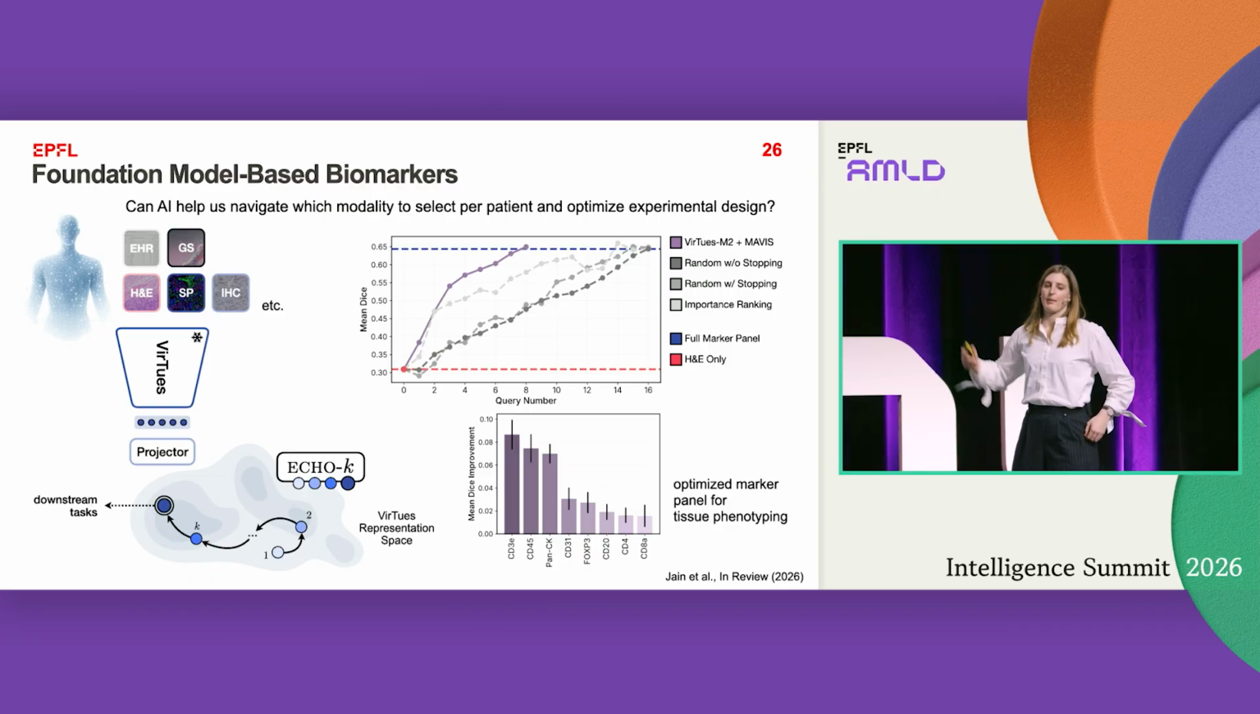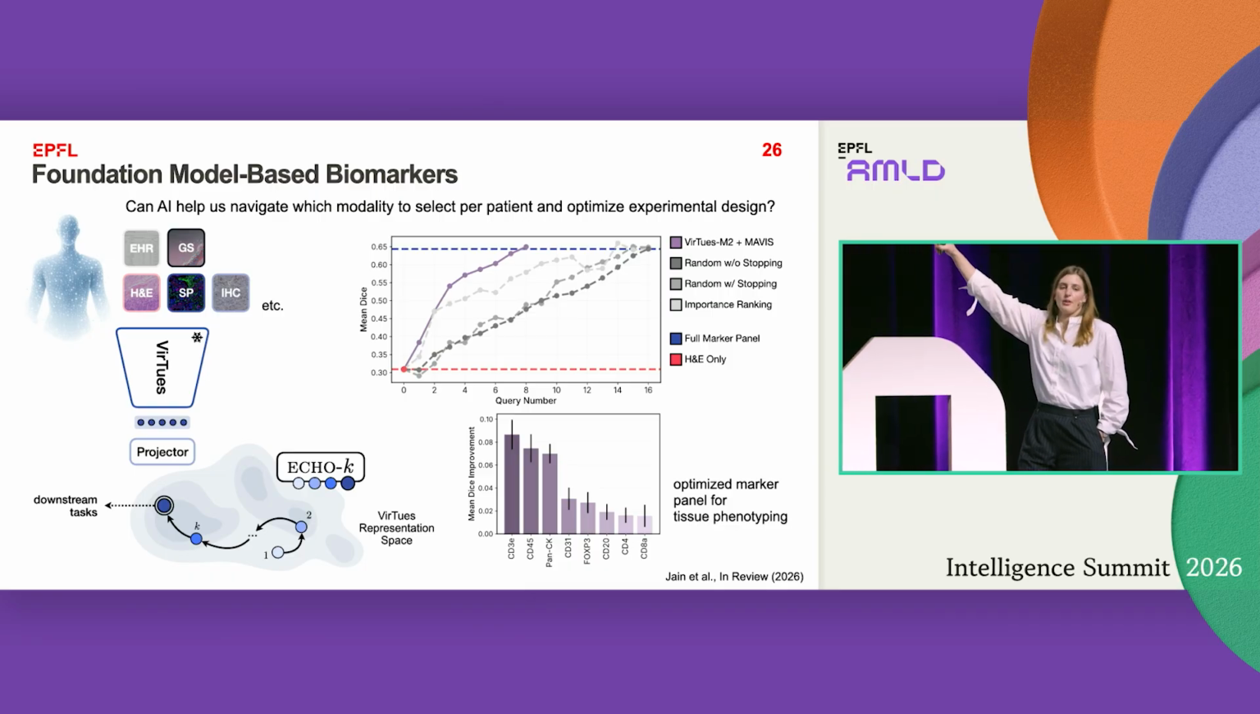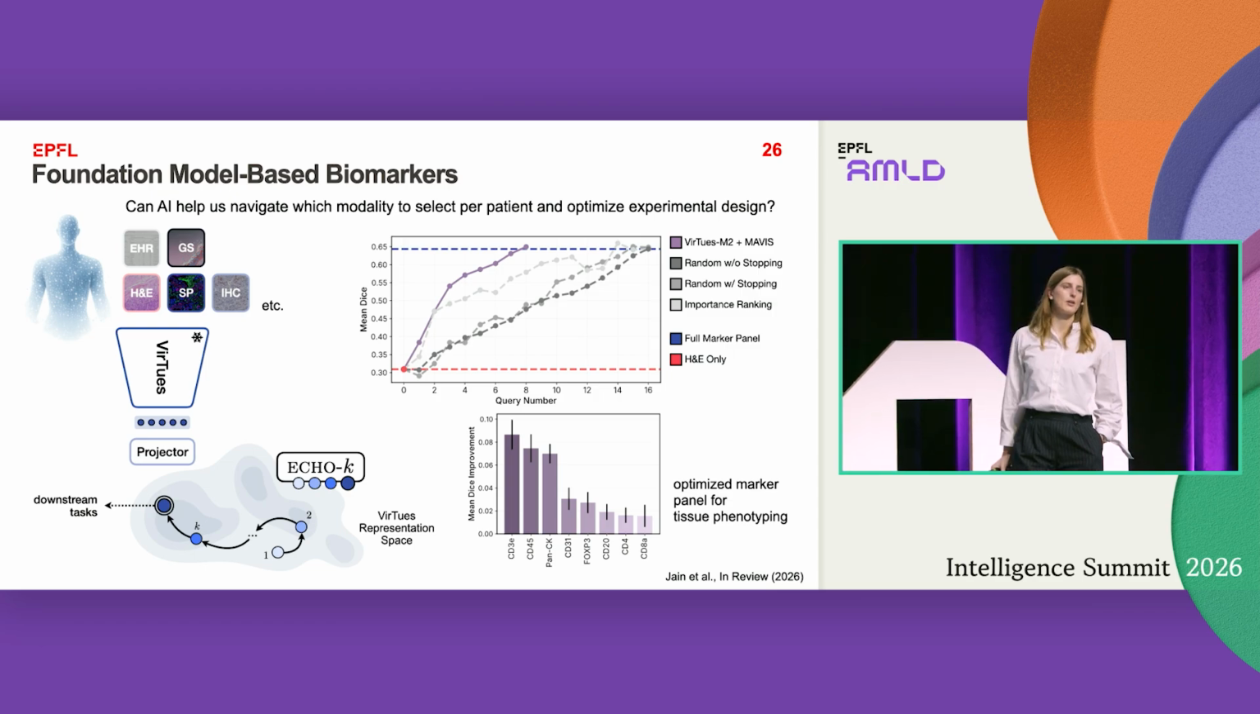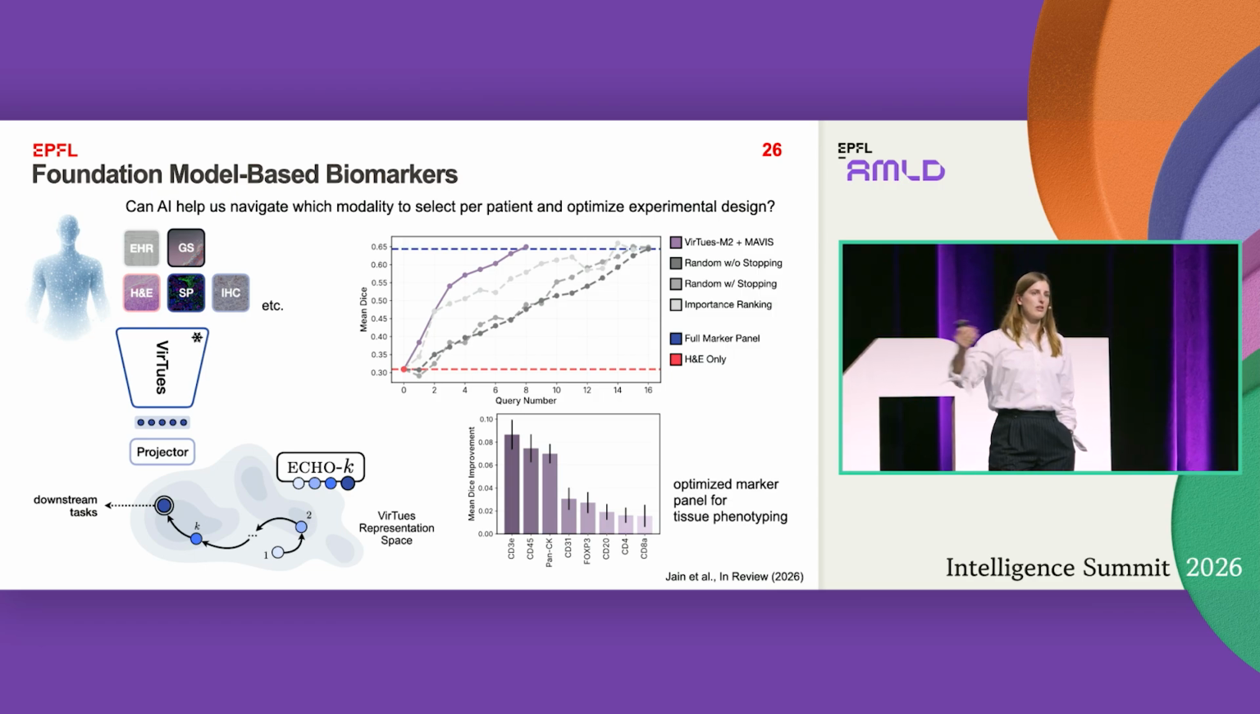You can see here, for example, for cell typing, the model sequentially asks for more and more protein markers, but it stops at 8 because it's simply enough to do all the downstream tasks we care about, and it doesn't need more.